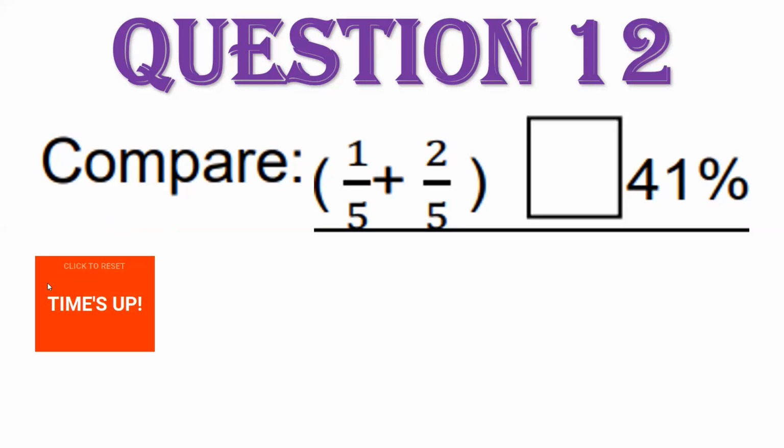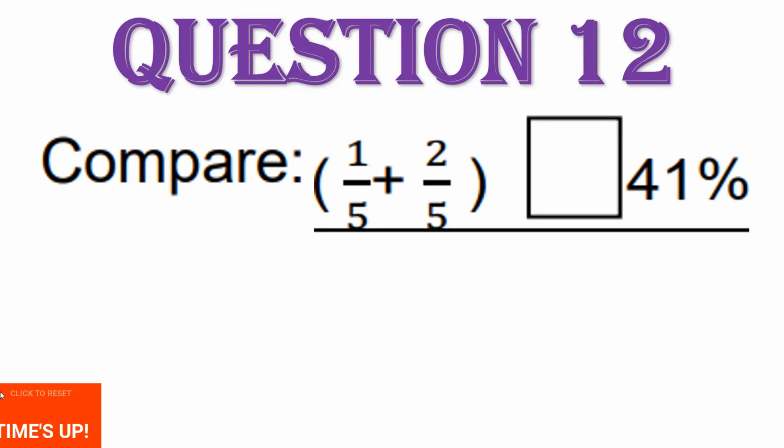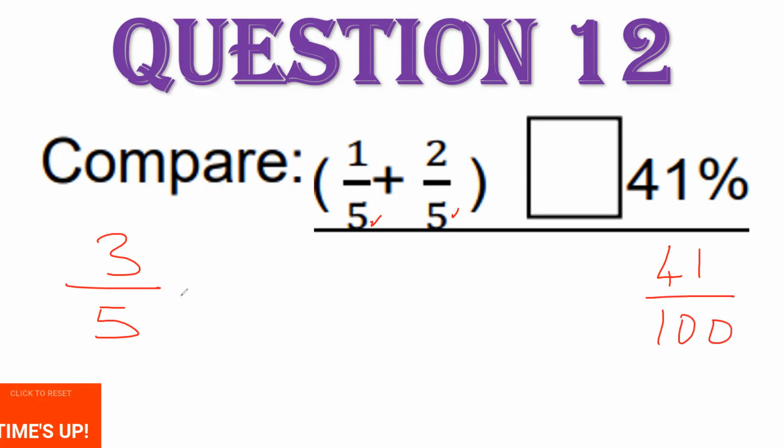Okay, for this question, first of all, we can add these fractions. How are we going to add? These numbers are equal, right? So it's easy to add. 1 plus 2, the answer is 3. 3 over 5 I have. And then for this percentage, what can I do? I can say 41 over 100, right? So on one side we have 3 over 5, on the other side we have 41 over 100.